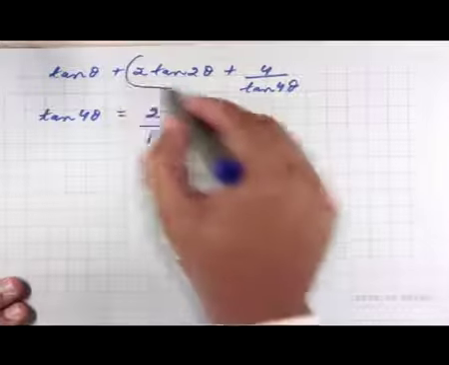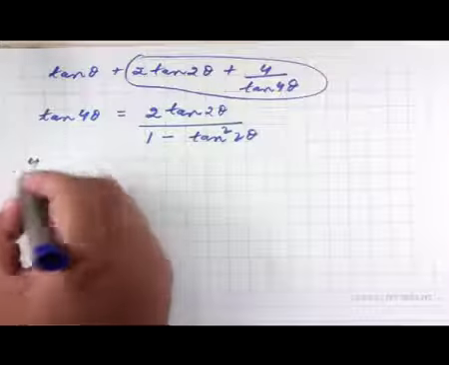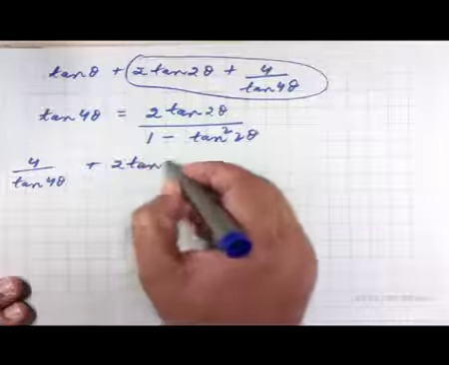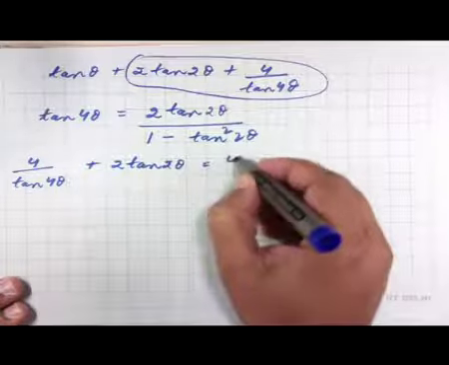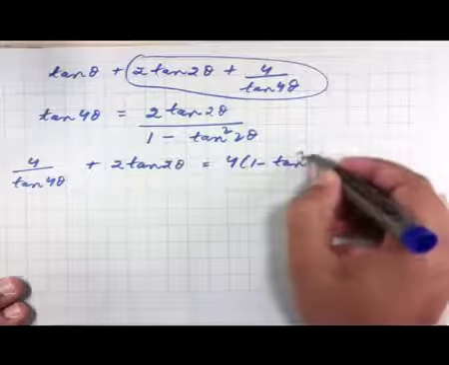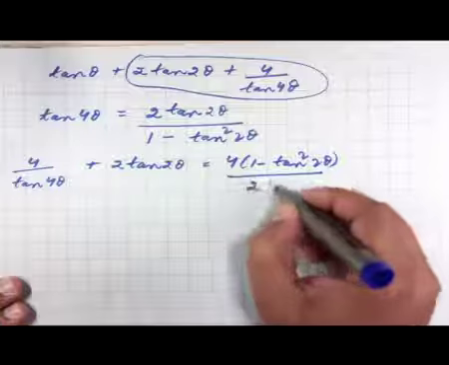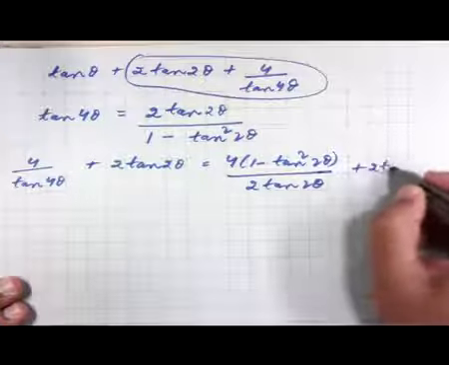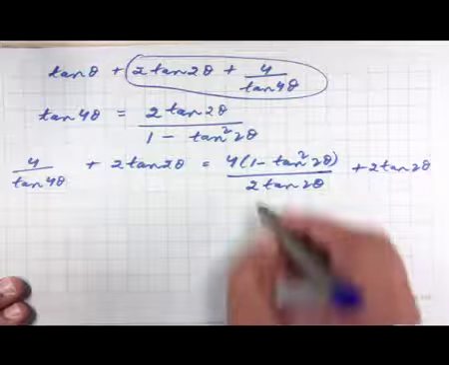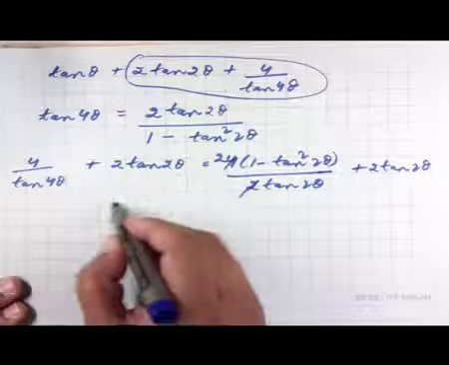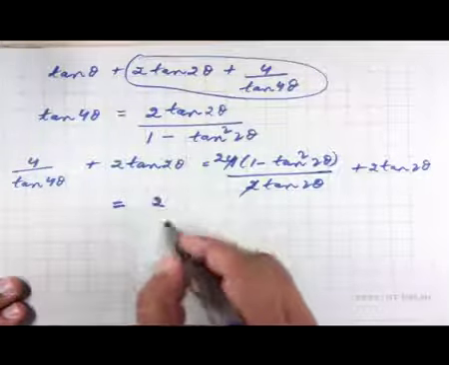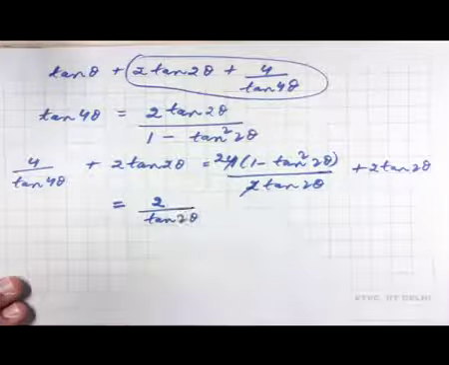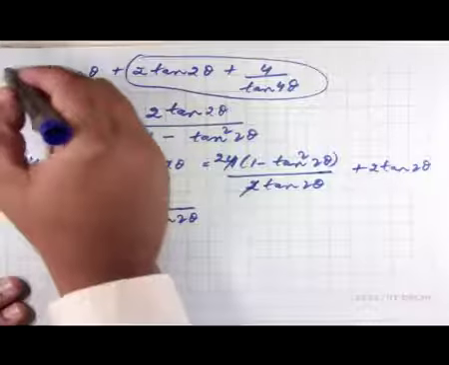So, then when we look at this sum, what we get is 4 upon tan 4 theta plus 2 times tan 2 theta is equal to 4 into 1 minus tan square 2 theta upon 2 tan 2 theta plus 2 tan 2 theta. This 2. So, we get here 2 upon, if you simplify this, you will get 2 upon tan 2 theta, and then finally the left hand side. So, this is the left hand side.